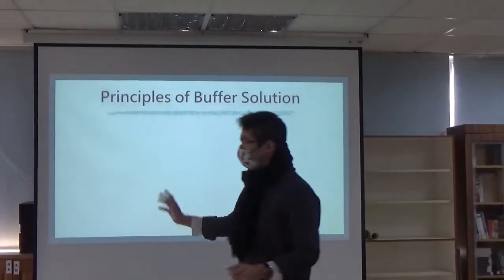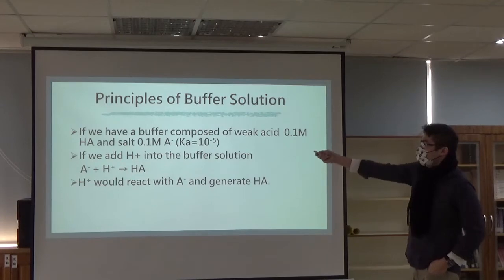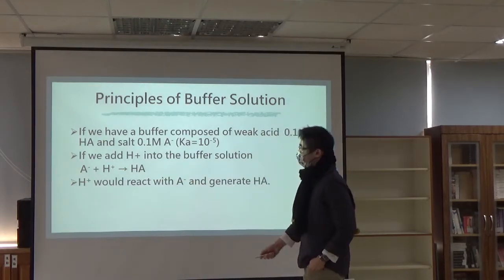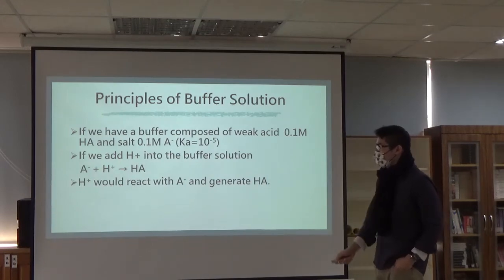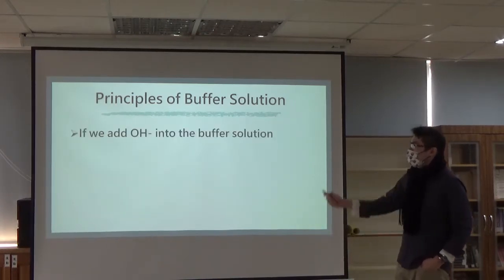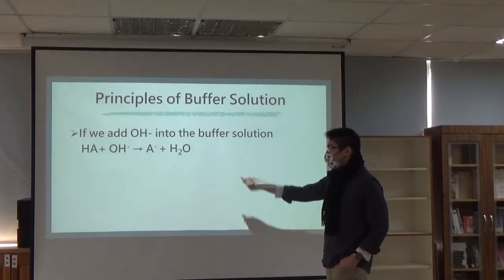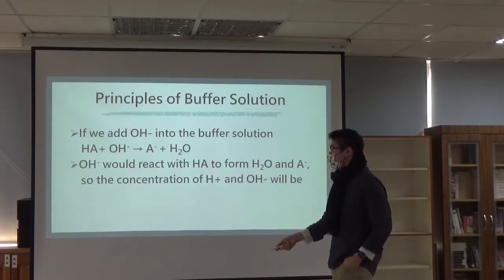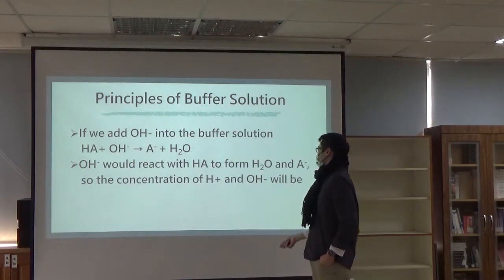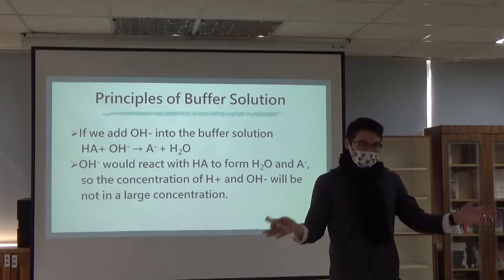We have talked about it on the blackboard. We have a buffer solution composed of a weak acid and its conjugate base. If we add acid into the solution, the conjugate base can react with the acid and form HA. So the hydronium will react with it, and the concentration of the hydronium will not have a big variation. And if we add some base into the buffer solution, the weak acid reacts with hydroxide ion and forms A- and water. So the concentration of hydronium or hydroxide ion will not be large, and it will not have a big variation in pH. Does everybody understand?